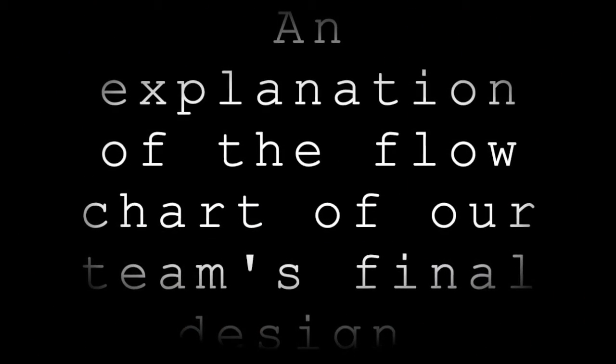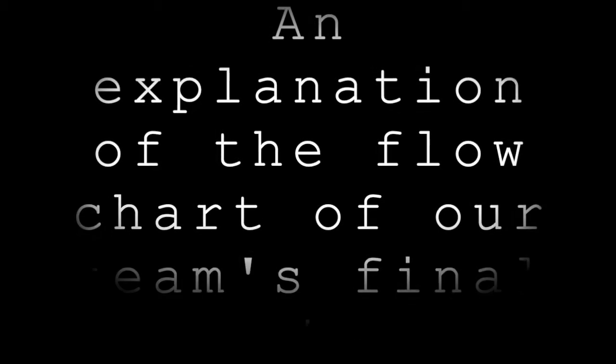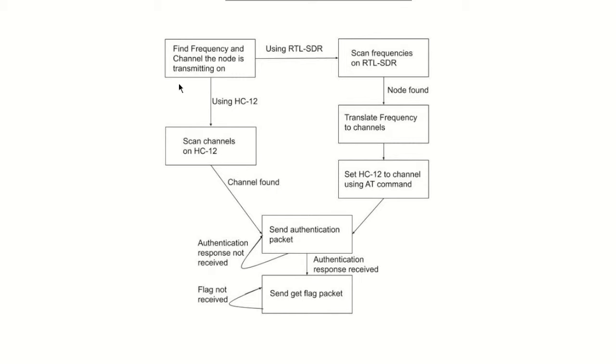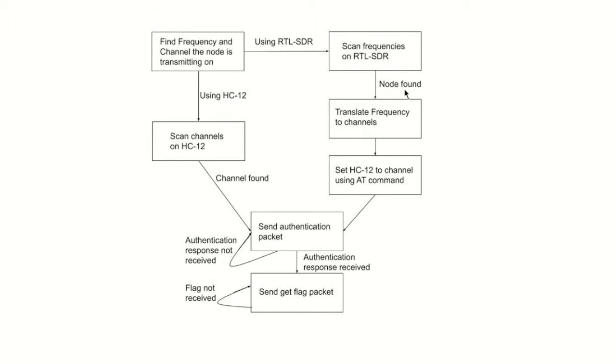Next, we will have an explanation of the flowchart of our team's final design. So our first issue we had to solve was finding the frequency and channel that the node was transmitting on. We developed two methods to do this. The first and most basic was using the RTL-SDR. We would scan through the frequencies between 433 and 473 megahertz. We would look for the trademark signal, which was a heart-shaped signal that would pulse 3 times. And we would then do a simple math calculation to convert that frequency number into whatever channel number was appropriate for the HC12.